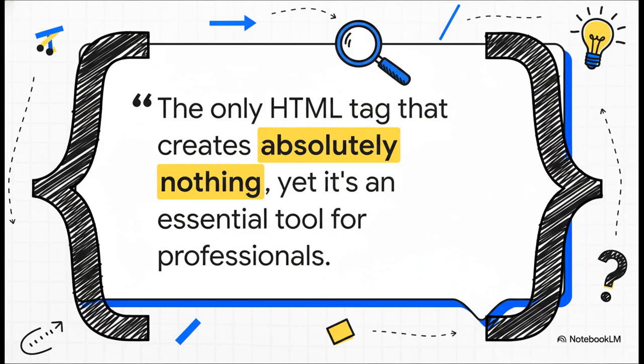Get this. There's a tag in HTML that creates absolutely nothing on the screen. No text, no picture, not even a line. Zero. And yet, for professional engineers, it's one of their most important tools. So what is it? And why is it such a big deal?